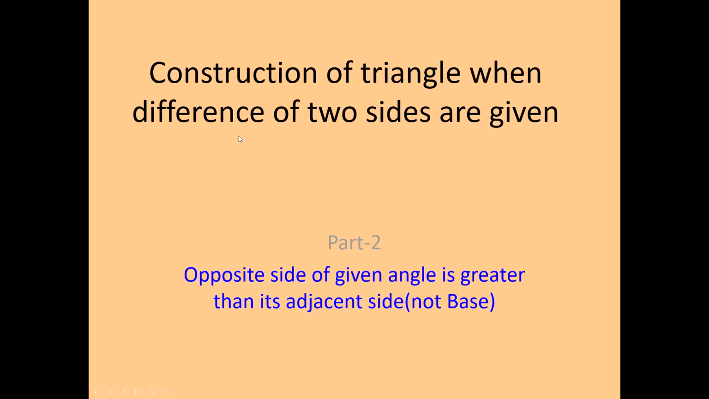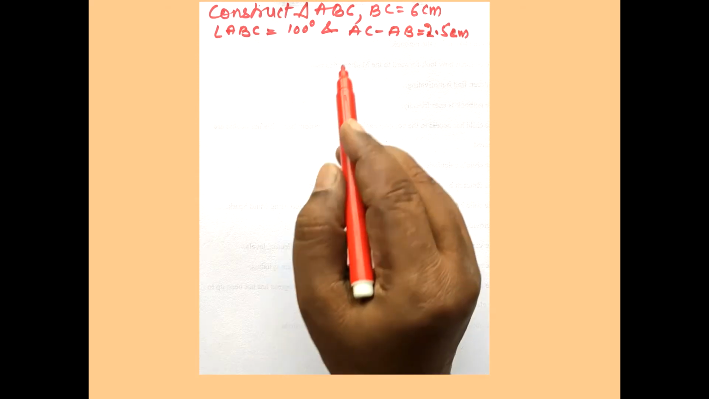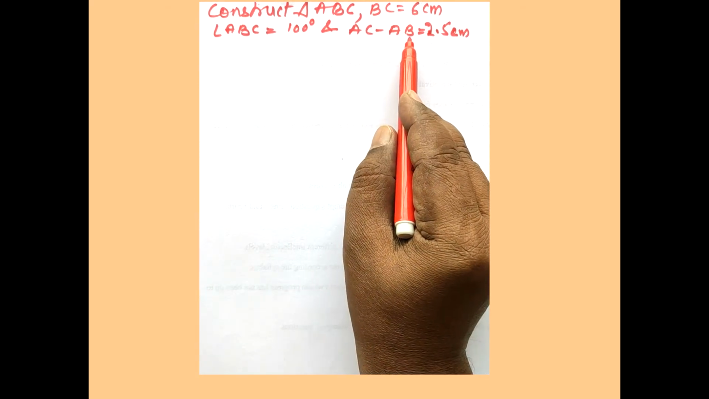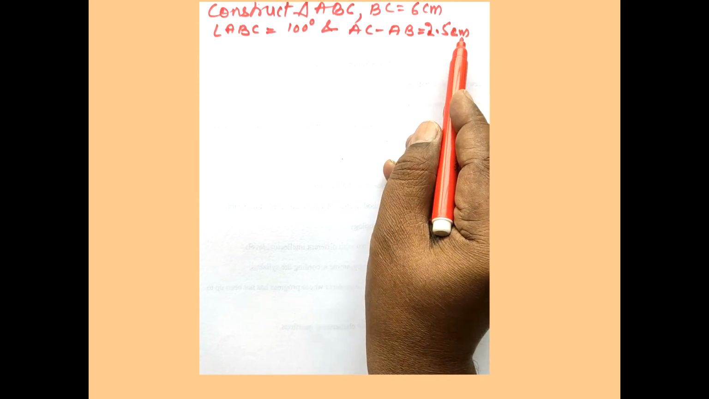Today we will learn how to construct a triangle when the difference of two sides is given. It is part 2, in which the opposite side of the given angle is greater than its adjacent side, not the base. Let us construct triangle ABC such that BC equals 6 centimeter, angle ABC equals 100 degrees, and AC minus AB equals 2.5 centimeter.